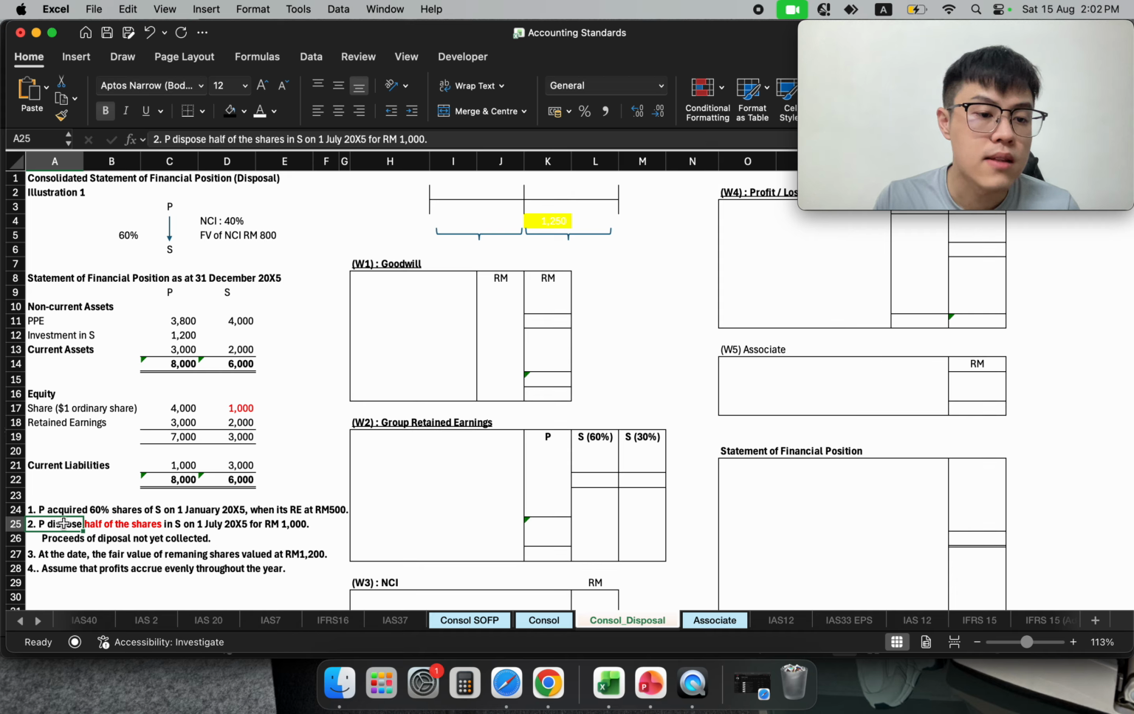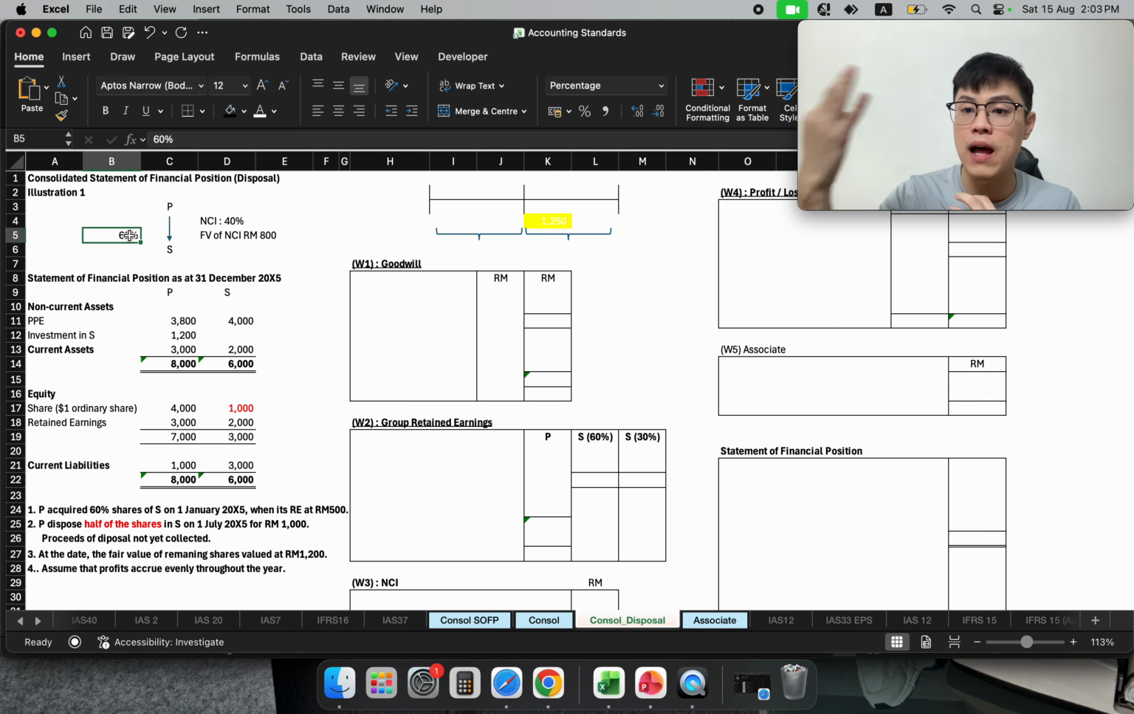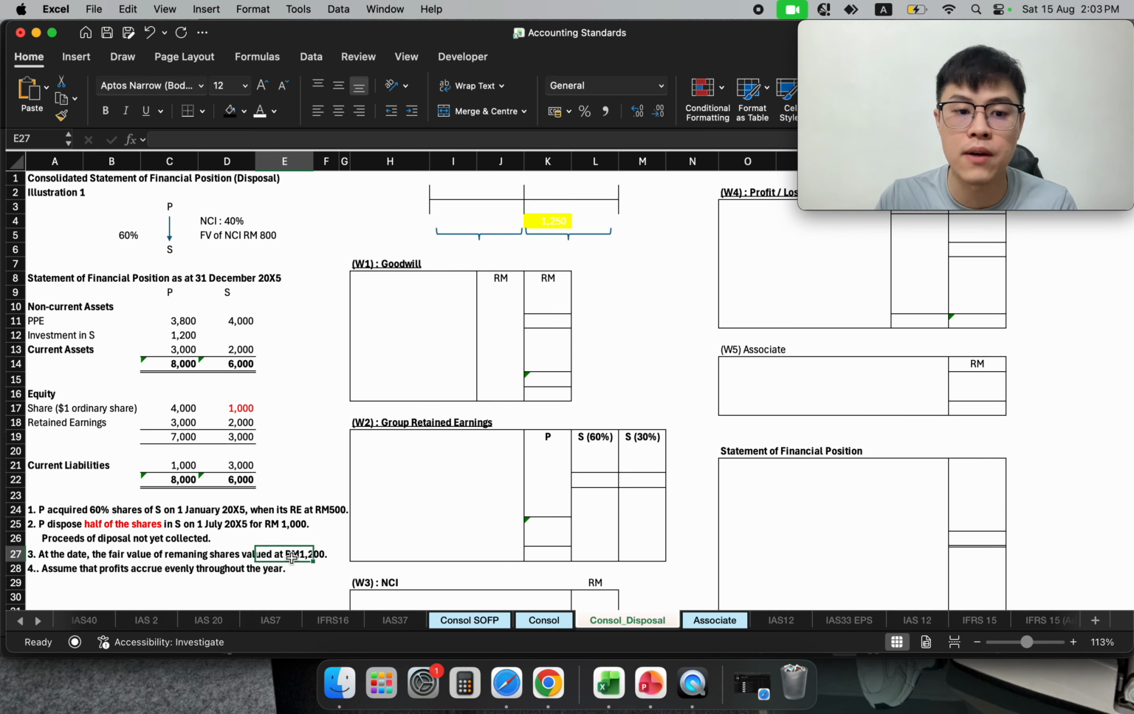This is where the disposal happened. From 60%, you are going to dispose half of it, and the proceeds are not yet collected, meaning it is a receivable to you. The third piece of additional information tells you that the fair value of the remaining shares is 1,200. So of the 60%, 30% you transfer out, half of it, and another 30% is retained in the business. That 30% is worth 1,200. Assume the profit accrues evenly throughout the year.